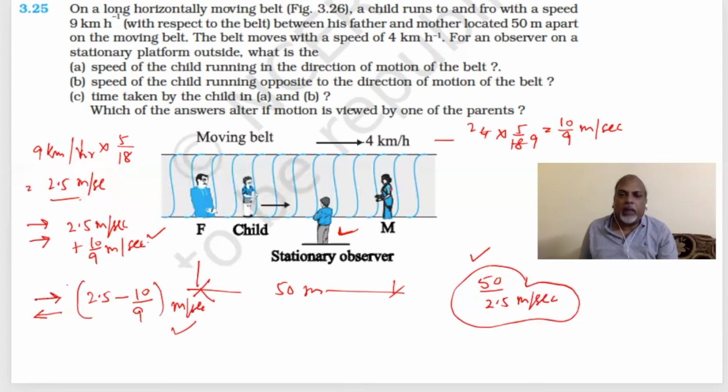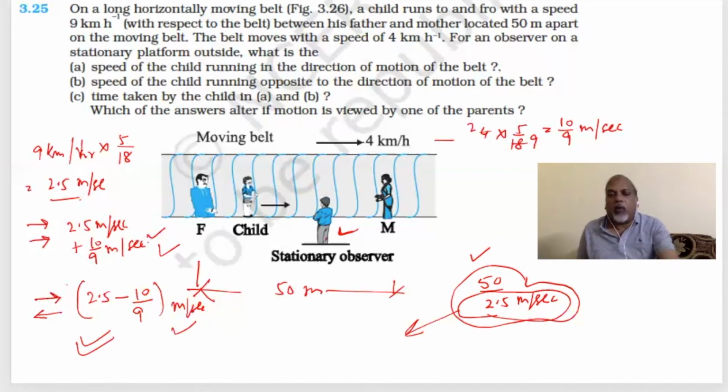And for the parents, since they are also moving along with the moving belt, they will always see that the boy is moving with 2.5 meter per second only. Otherwise, for a stationary observer, these are the speeds which we found earlier. He will see like this. But the parents will see that the boy is running with this speed only. So this is about question number 25.